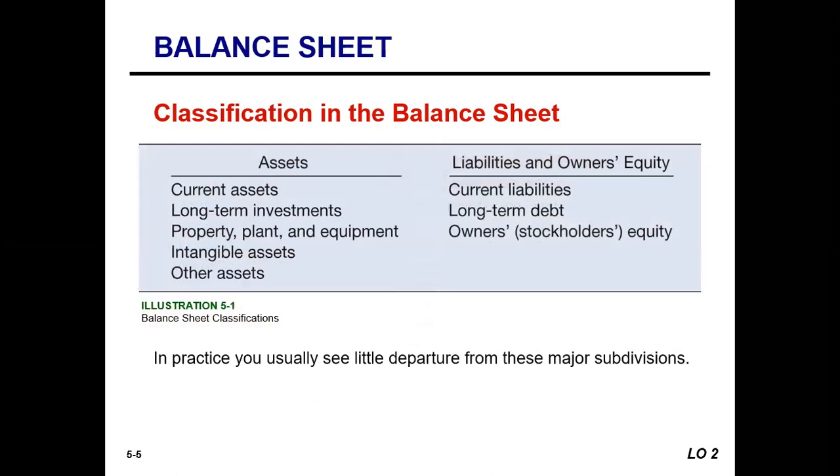All right, and then some different classifications or categories that we're going to use on the balance sheet: current assets, long-term investments, property, plant, and equipment, intangible assets, and other assets. Current assets, again, we expect to use up or convert to cash within 1 year. Long-term investments, this could be, if we invest in land that we're going to use in the future, that's a long-term investment. Or something that is not currently being used in operations, but we'll use later.